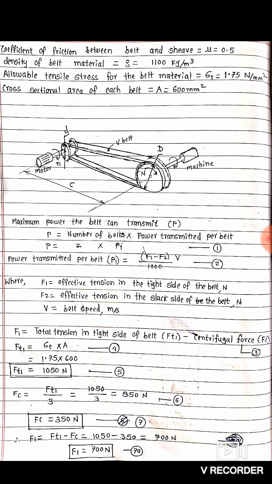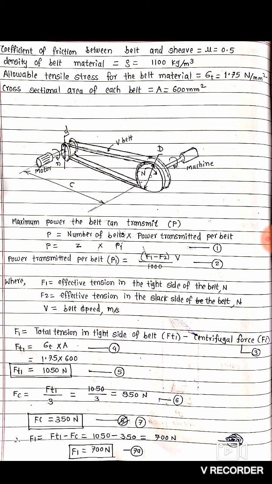Now first we want to calculate the maximum power the belt can transmit, which is indicated with symbol P. And if we want to find out the total power, we will consider number of belts also, that is P is equal to number of belts into power transmitted per belt. Here number of belts, that is Z, and power transmitted per belt, we consider P1. So P is equal to Z into P1. So for calculating the maximum power or total power, we want to calculate the power transmitted per belt, and Z is already available, that is 3.